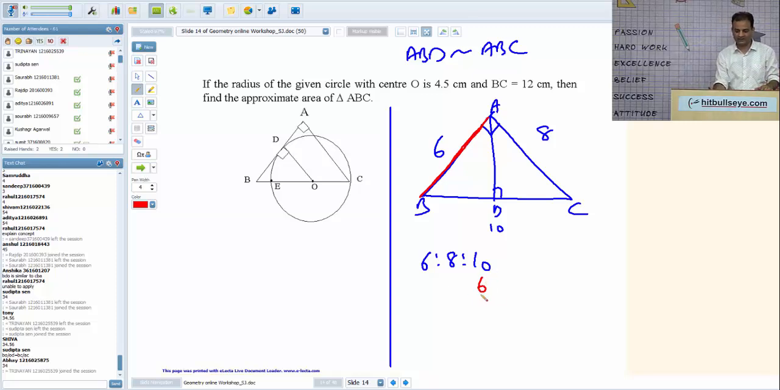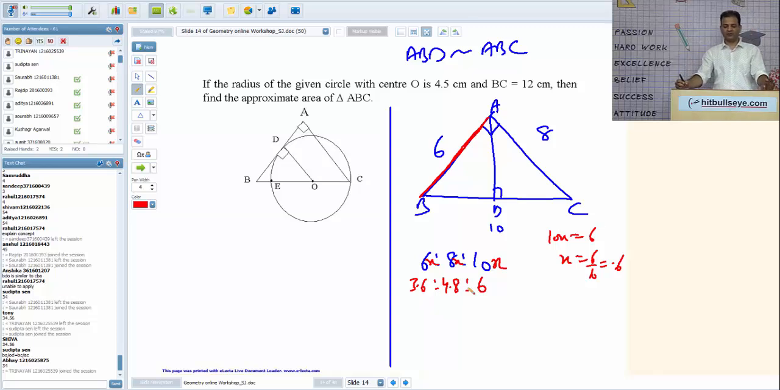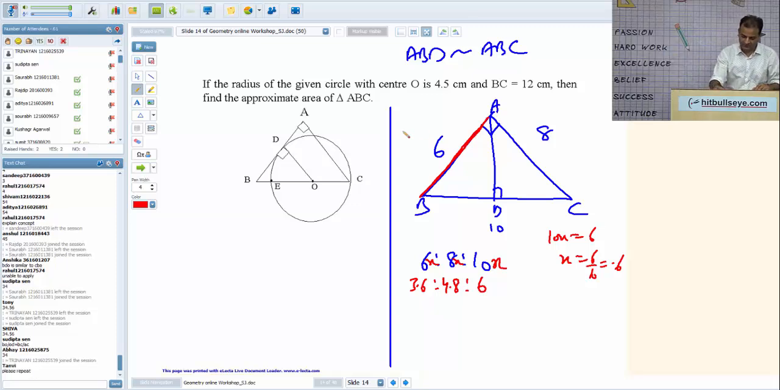So how will I get 6 here? I have to see the multiplying factor: 10x, 6x, 8x. Now 10x equal to 6, so x will be 6 by 10, which is 0.6. Multiply 6, 8, 10 by 0.6. It will be 3.6, 8 into 0.6 will be 4.8, and 10 into 0.6 will be 6. So the sides of this triangle will be 3.6, 4.8 and 6. What I have done is the concept of similarity. Again, for triangle ADC, AC will be the hypotenuse.